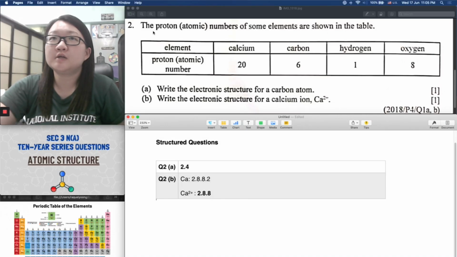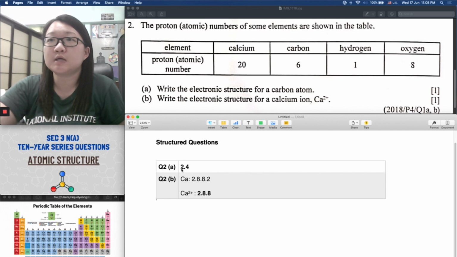Question 2, you are given the proton numbers of some elements in the table. Part A, write the electronic structure for a carbon atom. Carbon has 6 protons. Because it's an atom, the number of protons equals the number of electrons, so a carbon atom has 6 electrons. This term electronic structure is basically the same thing as electronic configuration. So over here the answer is 2.4.